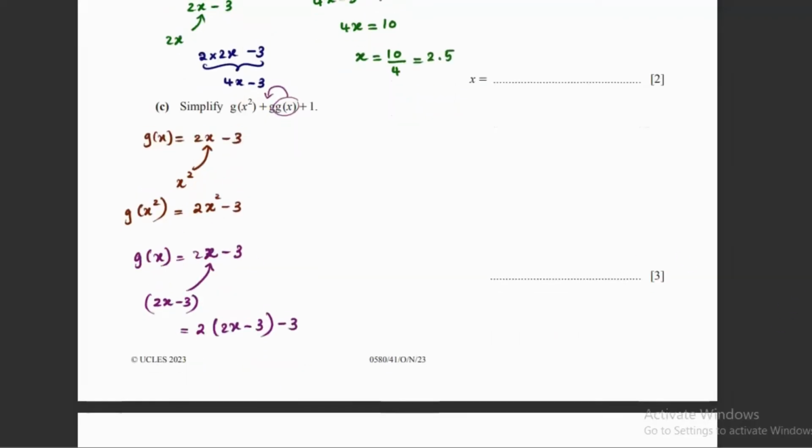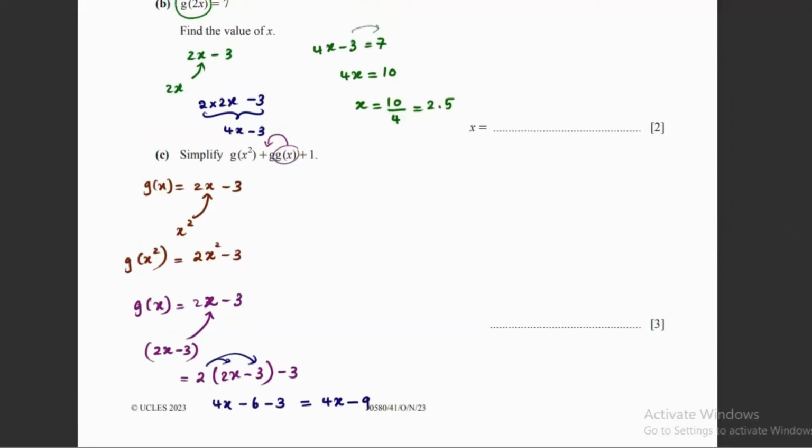So when we solve this, we multiply 2 times 2x, which is 4x, 2 times minus 3, that is minus 6, and then we have another minus 3. When we simplify this, we get 4x minus 9. Now what we have to do is the two answers that we got here, for g of x squared, which is this one, and 4x minus 9, should be added with this one. So 2x squared minus 3 plus 4x minus 9 should be added with this one.